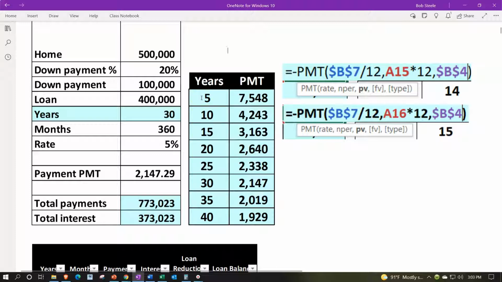This is in years, not in months. Therefore, we're taking that cell and multiplying it times 12. Also note that we do want that cell to move down. Therefore, it's not absolute. No $ sign before the A and the 15.